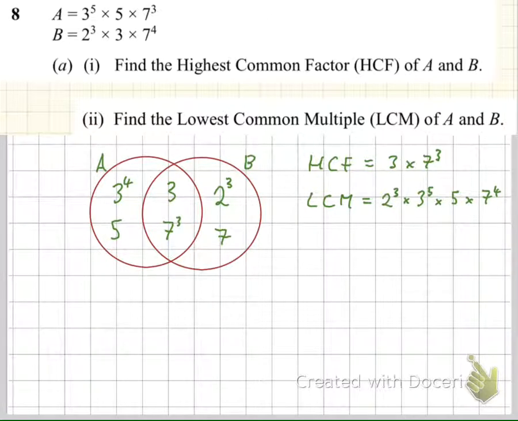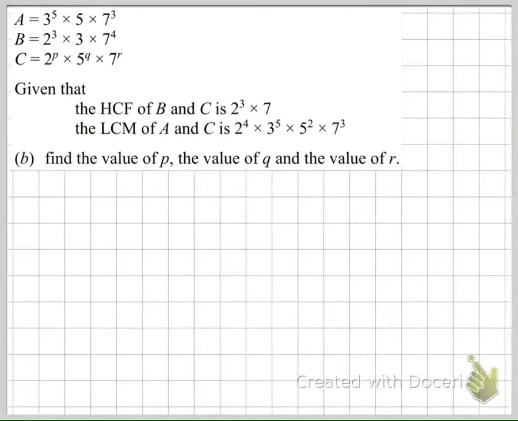So if you remember that process, then it's possible to do these, as I said, by inspection. And that leads us into a really nice, easy way of solving part B. So we need to find P, Q and R. So let's first look at the highest common factor of B and C. So that's using that idea that we've just come up with. This is telling us that between B and C, the lowest power of 2 must be 3.